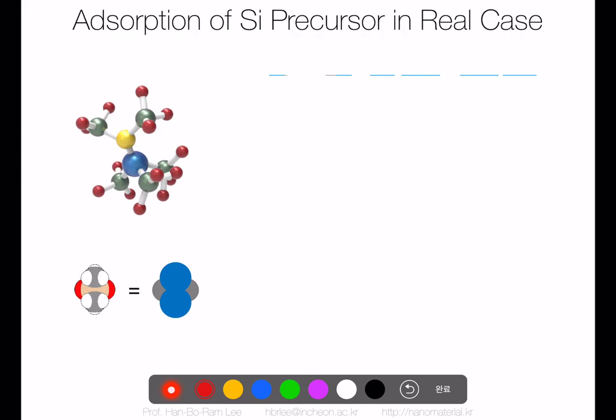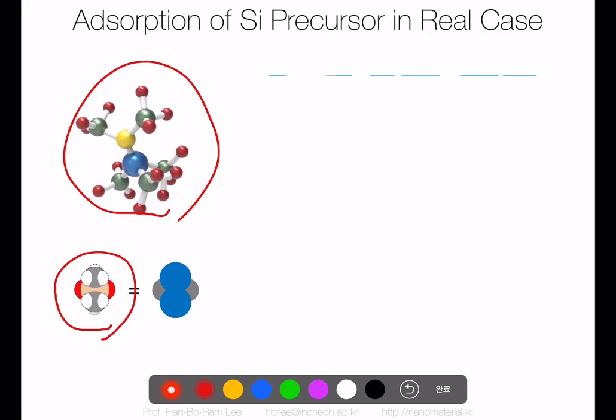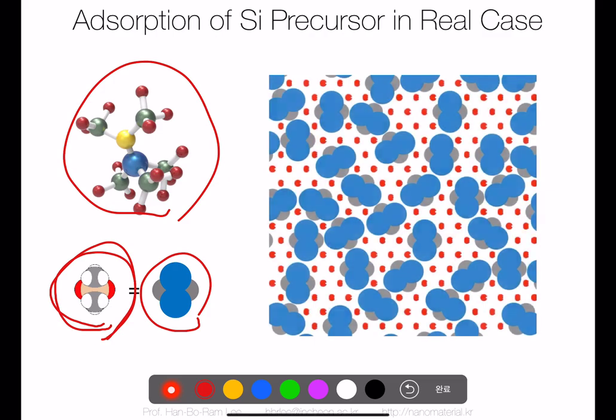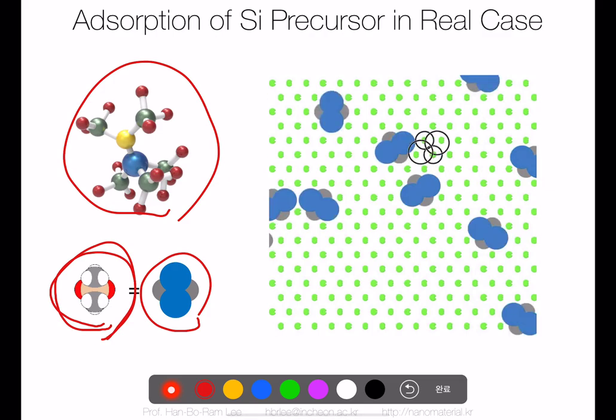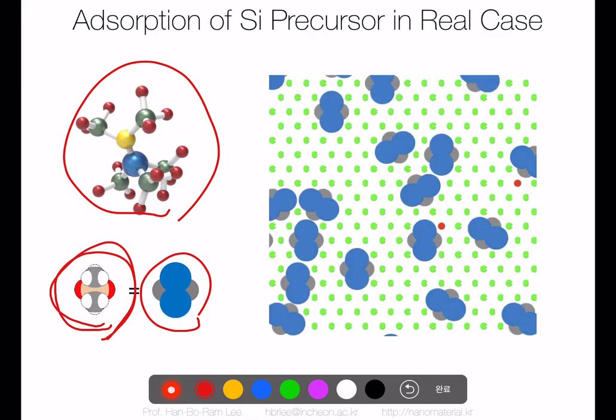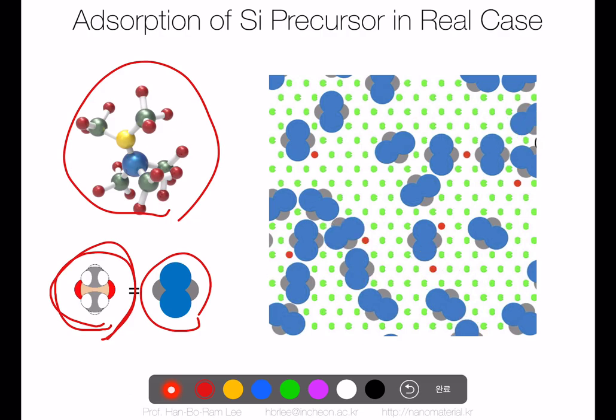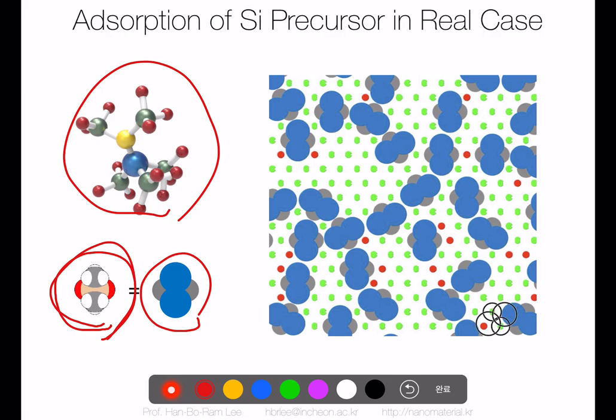So this is a very straightforward simulation. We made it, and so we have a silicon precursor, and the adsorption top view of the silicon precursor, which already adsorbed on the surface, looks like that. We simplify this, and then this is the adsorption Monte Carlo simulation. It's a very easy approach, and we didn't consider any interaction between the precursors, we only considered the size effect of the precursor.